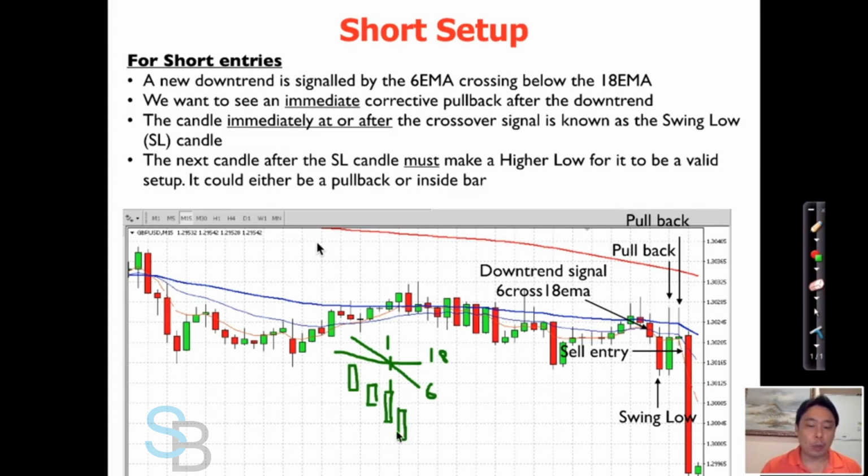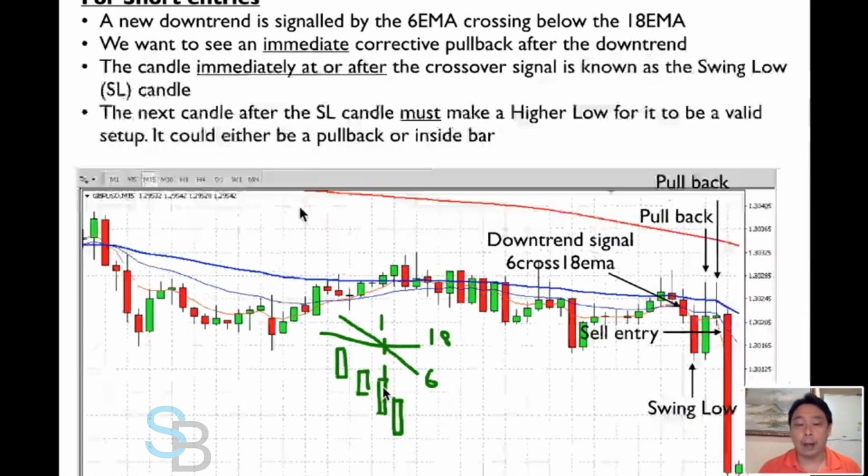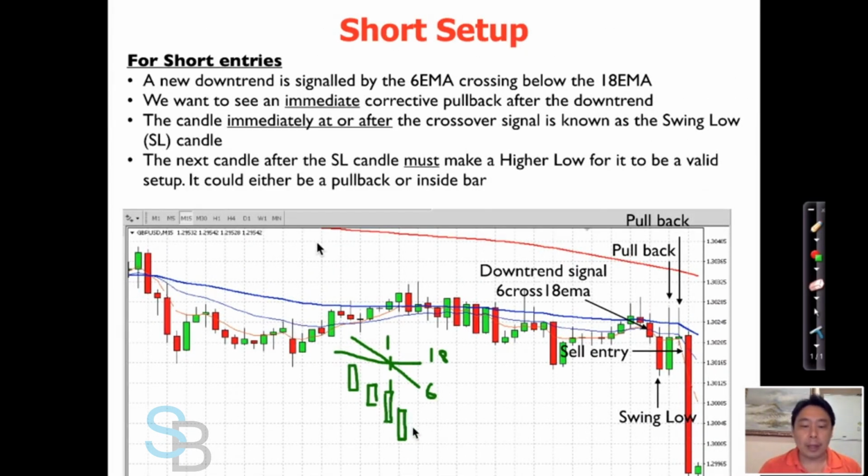Will this now be the swing low candle? Well, yes, it is still valid because it comes right after the cross. Remember, it must come right at the cross or right after the cross. But the next candle, if it makes another lower low, it is no longer valid, right? Remember, it's no longer valid because the swing low cannot come one candle after that, right? It can only come right after the cross.